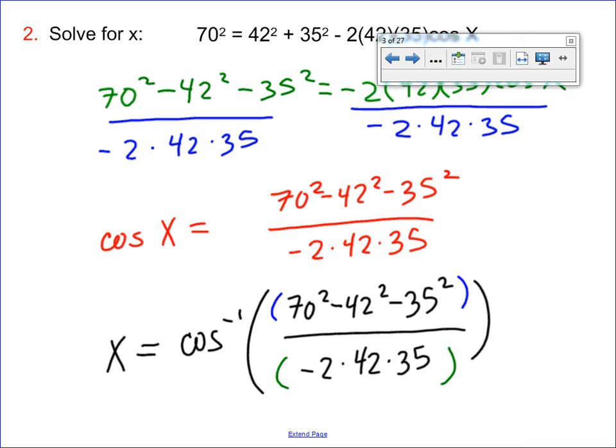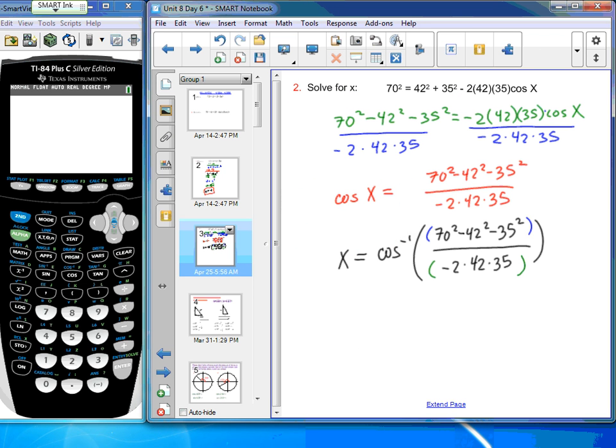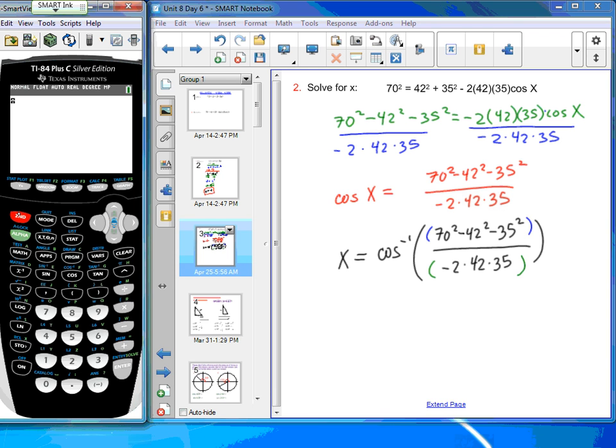So let's go ahead and use our graphers. We'll see if we can't avoid producing an error message in there. So inverse cosine would be second cosine. And then a left paren to open up my numerator. There's my blue. There's my first blue parenthesis. Here we go. Ready? 70 squared minus 42 squared minus 35 squared. Close the numerator with the right paren, divided by, there's my left green parenthesis, opening up the denominator, opposite of 2 times 42 times 35.